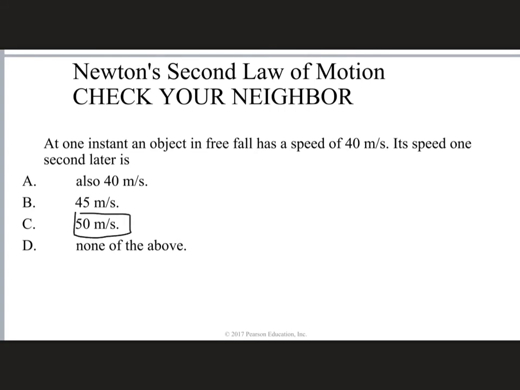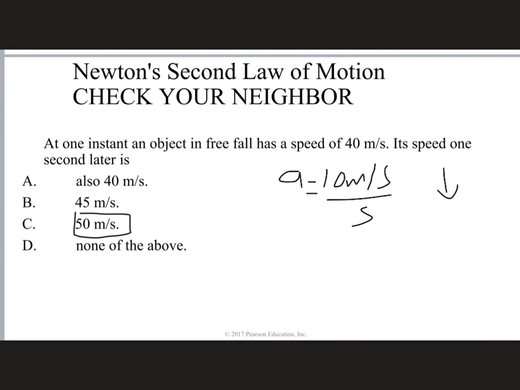50 meters per second. How do I know that? Because the acceleration is about 10 meters per second every second. And so if it's going 40 and it's falling downward, 1 second later it'll be going 50 meters per second. A second after that it'll be going 60 meters per second.